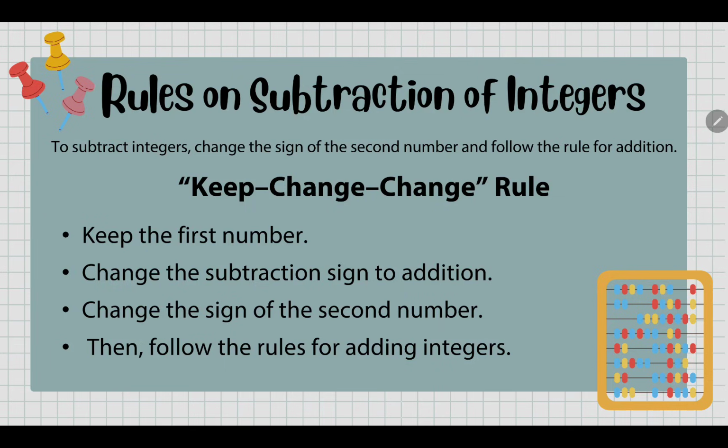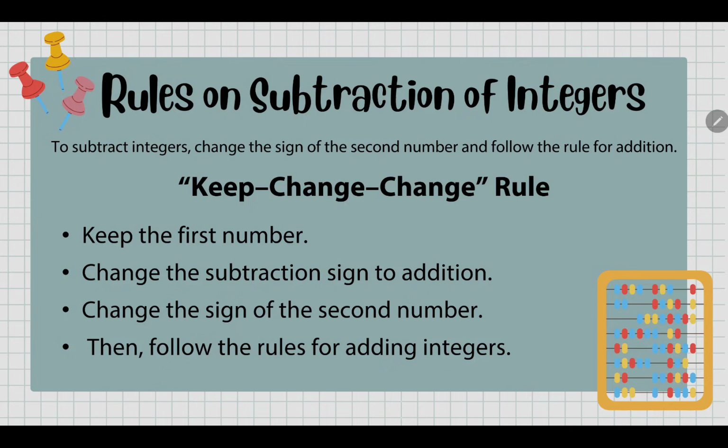We're going to move on now to the rules of subtraction of integers. The key rule here is that when it comes to subtracting, we actually need to change the problem into addition problems, then follow the rules that we have learned. A way to remember it is: to subtract integers, we have to change the sign of the second number and follow the addition rule.